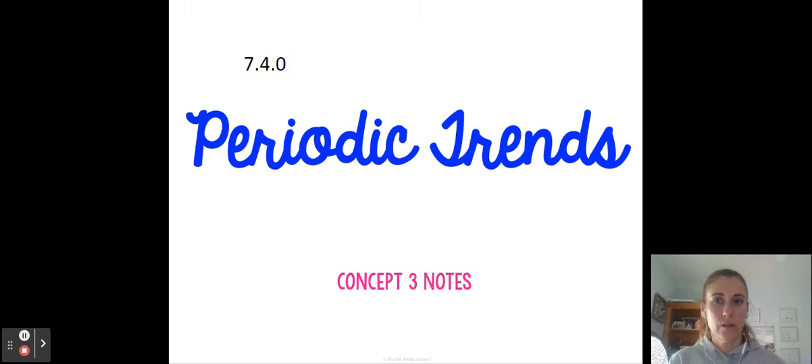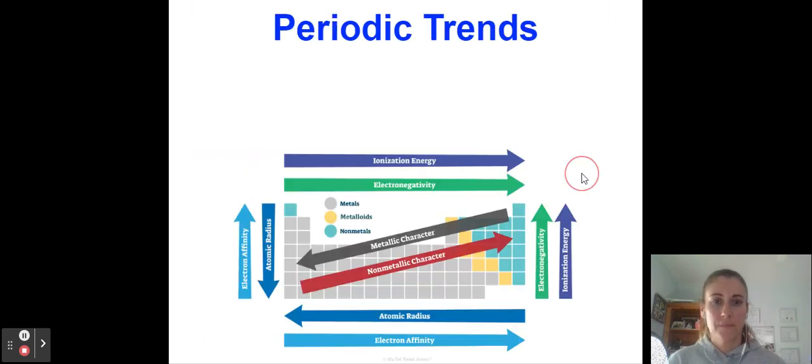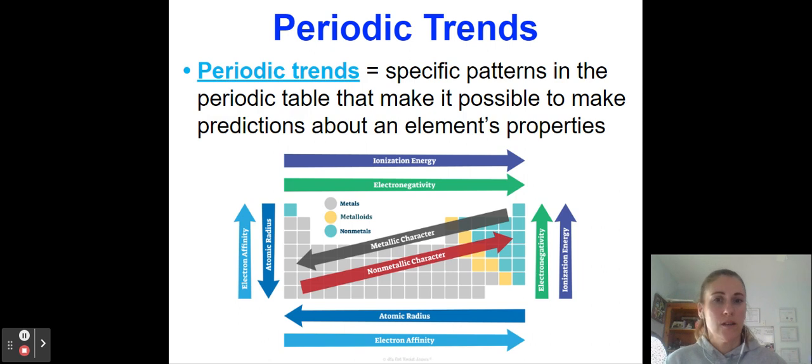All right, in the last set of notes, 740, we're going to look at periodic trends. So here is just a summary of the different trends. Periodic trends are patterns in the periodic table that make it possible to make predictions about an element's properties.